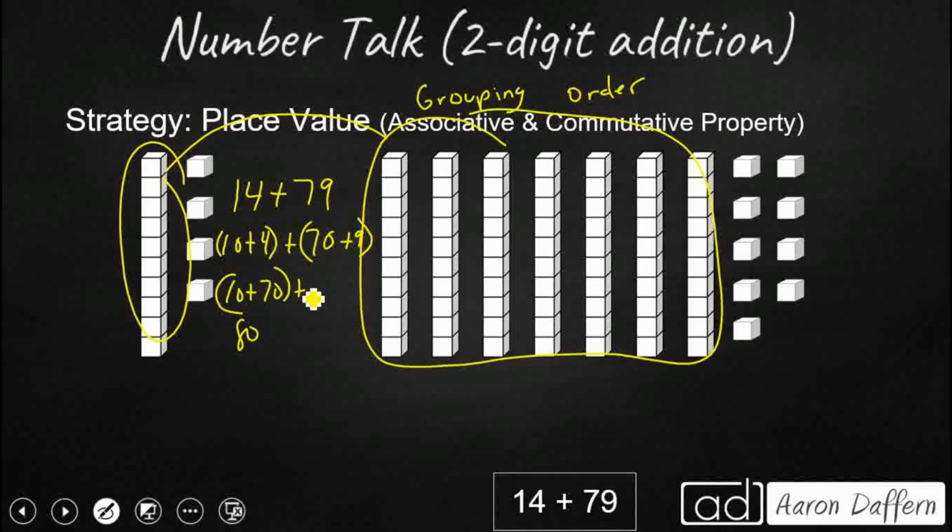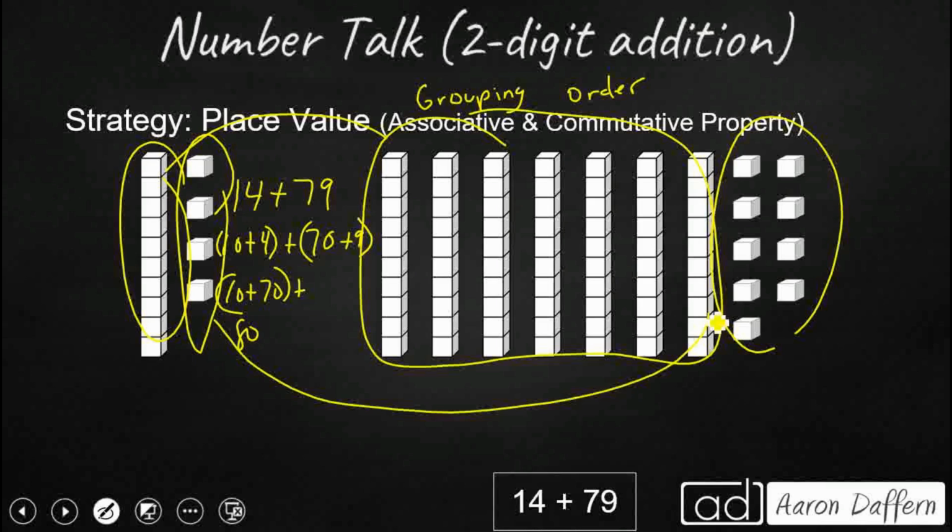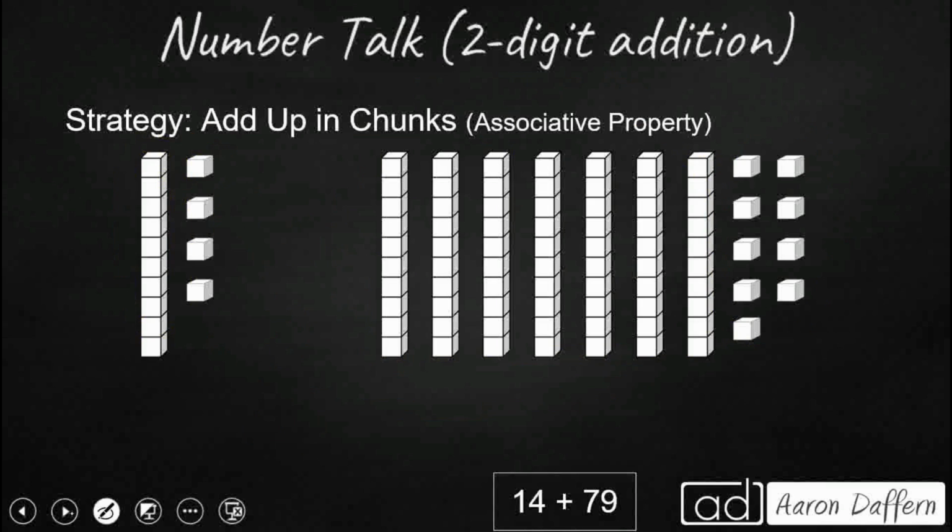And then I've got my 1s left over, my 9 and my 4. So I've got my 4 plus 9, and that's 13. And that's a basic fact. Once we get there, there's no regrouping needed. 80 and 13 brings us back up to 93.